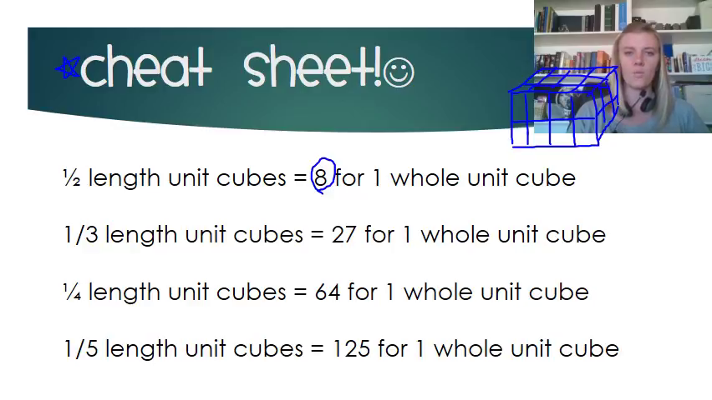We're going to take this 8 and multiply it by how many unit cubes were in there. If I had 12 unit cubes, I would multiply that by 8, because for each one of those unit cubes I would have 8 of those half-inch cubes in there. And then I would know that there would be 96 of those half-inch unit cubes filling that prism.